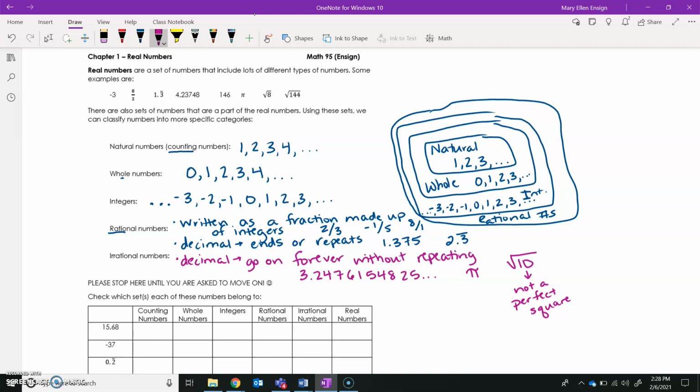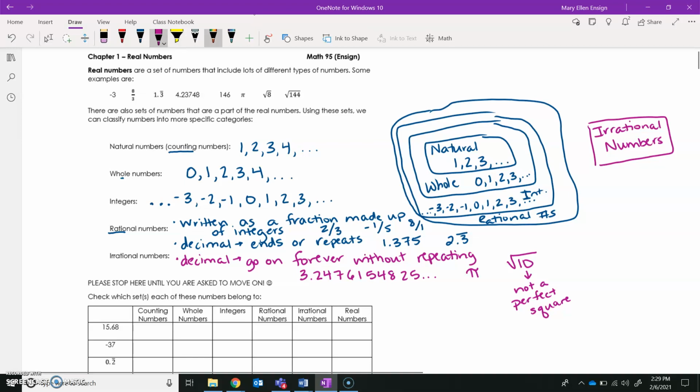Okay, so no number could be a decimal that ends or repeats and also at the same time a decimal that doesn't end or repeat, right? So rational numbers and irrational numbers, there's no crossover there. And anything in the natural, whole or integers would not make a decimal that goes on forever without repeating. So irrational numbers are their own little area over here. There's no crossover. So if a number is natural, it's also whole, it's also an integer, it's also a rational. If it's irrational, it's none of those. So it can never be rational and irrational, they're kind of separate.